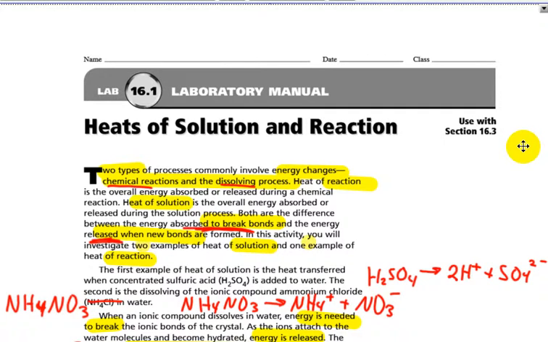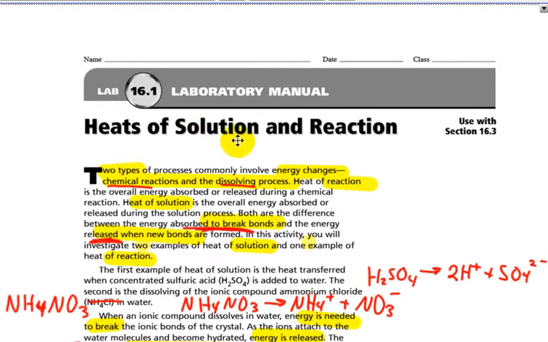This is the first lab in the HT2 booklet, and it's looking at heats of solution and reaction. So if we just look at a couple of things and highlight a few things. Two types of processes commonly involve energy changes, so we're either looking at chemical reactions themselves, reactants being rearranged to make products, or dissolving something often can involve the release or absorption of heat.